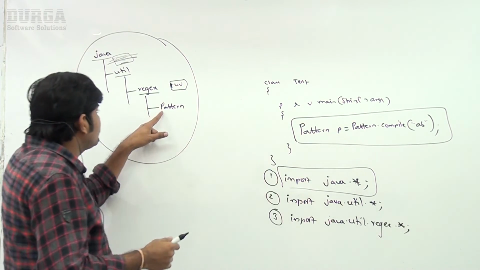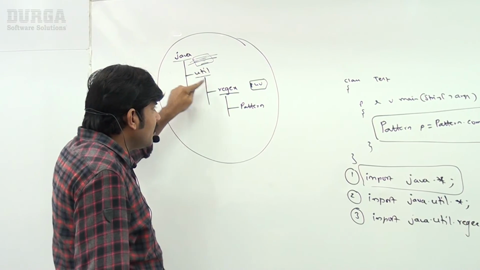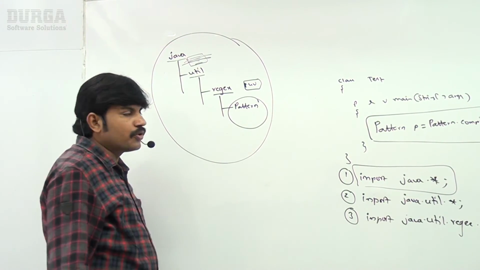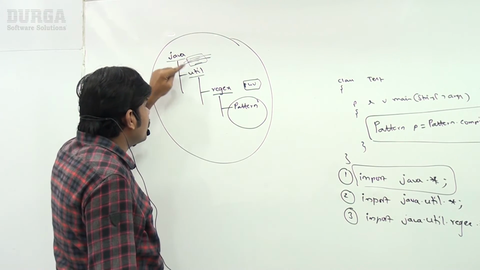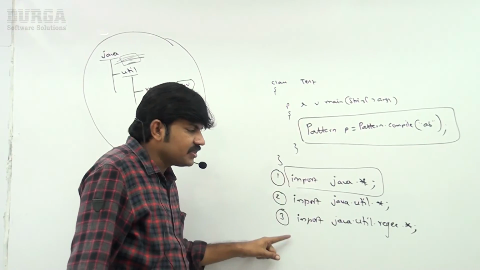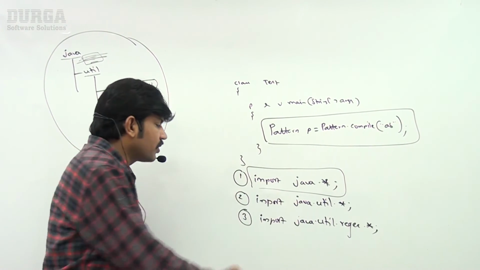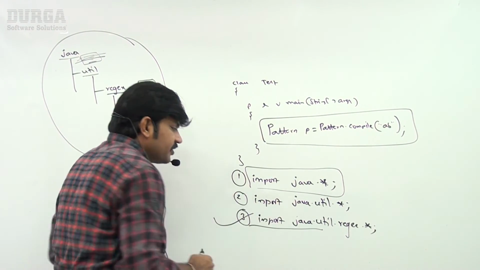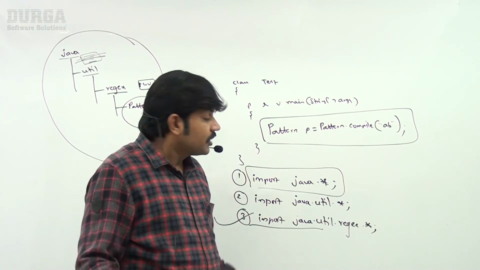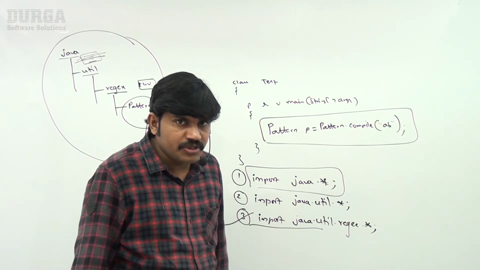So where is Pattern available? In java.util.regex. To use Pattern, we compulsorily require an import statement, import java.util.regex.*. That's why this is the valid import statement to compile this program. Please make sure you have clear clarity about this terminology. Are you in a position to understand, right?